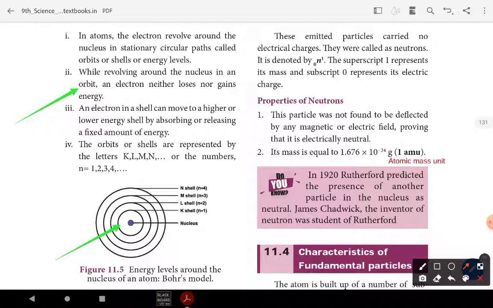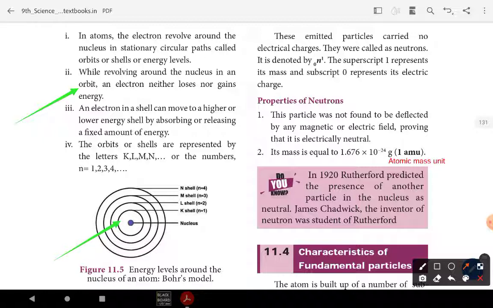Because the electrons are going around, they might lose energy. But Niels Bohr என்ன சொல்றாருன்னா, if it is moving in one particular stationary orbit, then it will not lose any energy, or it will not even gain any energy. Energy அதிகமாக ஆகாது, energy குறையாது. That's what is given in the second point.